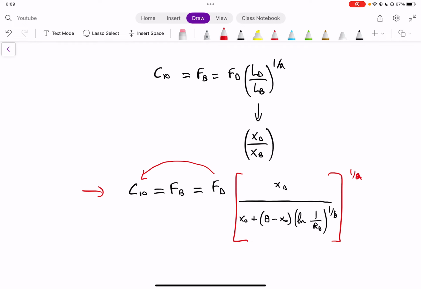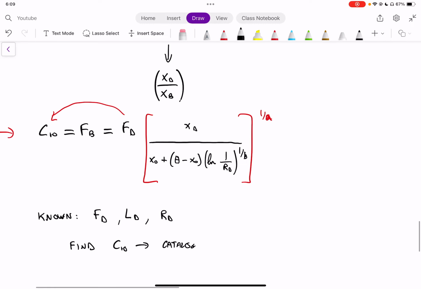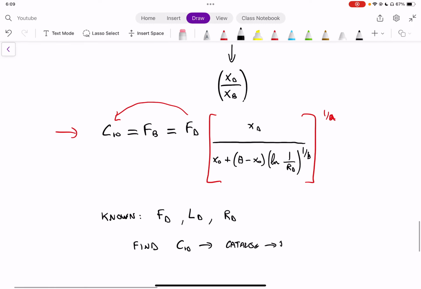You would solve a problem like this where your knowns would be FD, LD, and RD. If you know FD, LD, RD, you can find C10, and then you can go to the catalog and find a matching bearing to the conditions that you need.